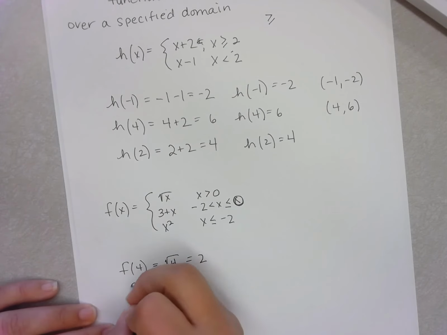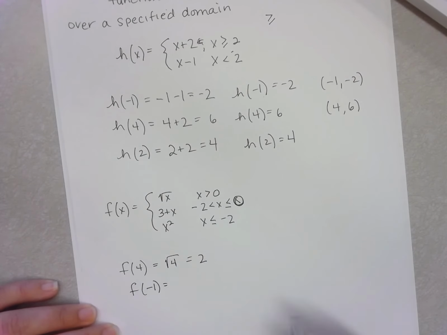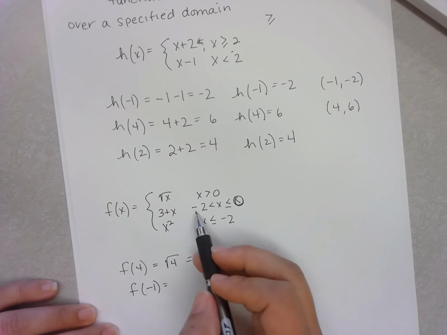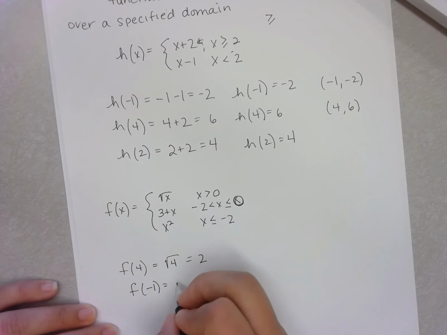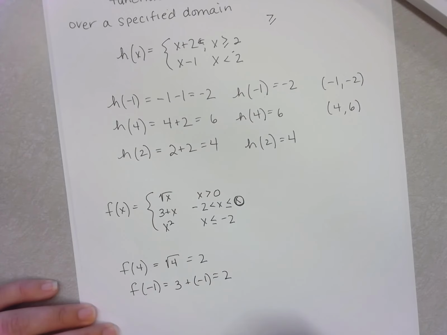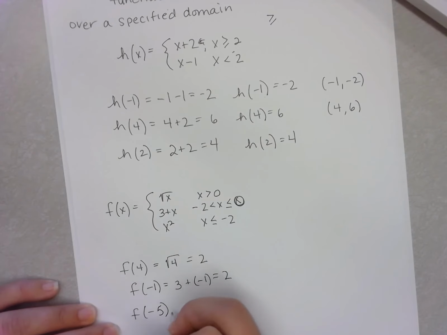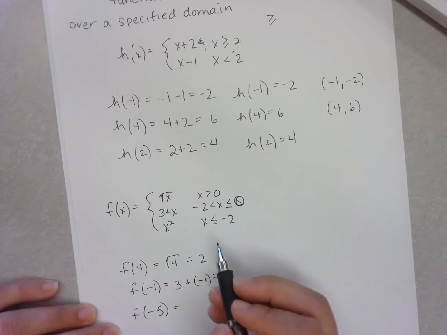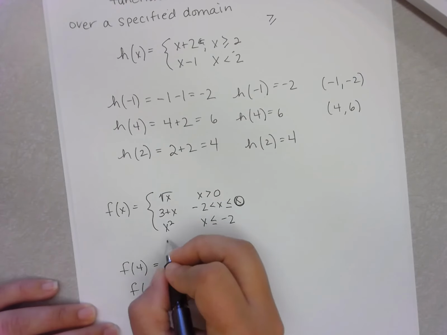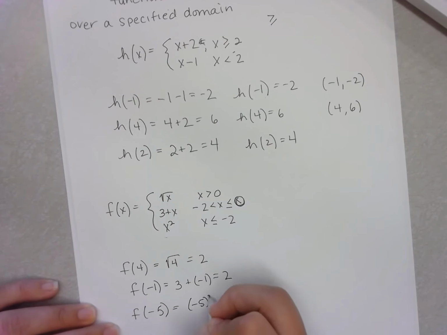So let's look at f of negative 1. F of negative 1 falls between 0 and negative 2, so that means I'm going to plug my negative 1 into this piece here. So I have 3 plus negative 1, which is 2 again. Right, so let's try f of negative 5. Negative 5 falls into my x less than or equal to negative 2. It's smaller than negative 2, and I plug that into my x squared. This is this piece, so I have negative 5 quantity squared, which gives me 25.